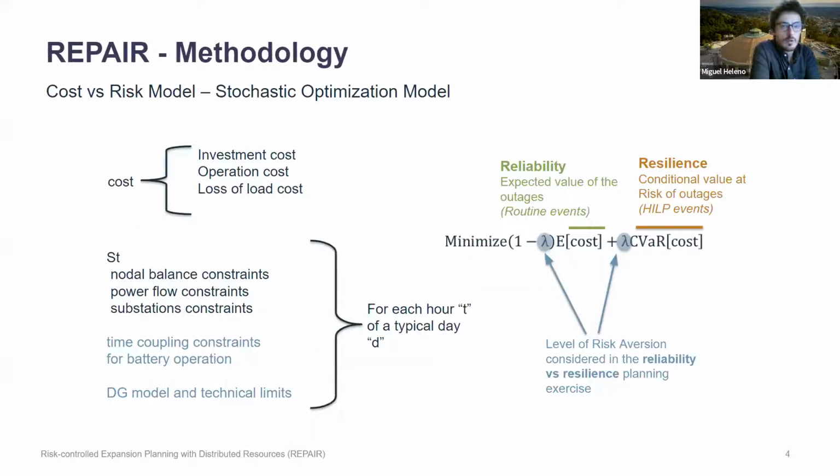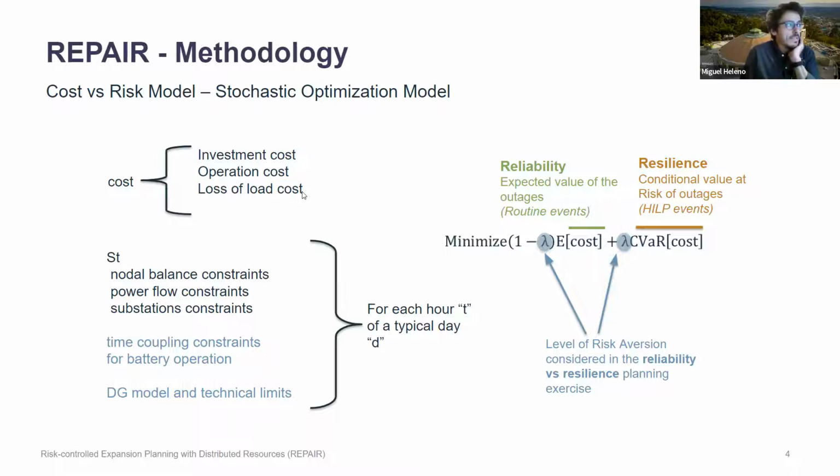I'm not going into details of the methodology of the report, but I'm going to give you an overview of what it does in mathematical terms. What we are trying to minimize is a cost function that includes investment costs of the distribution grid, operation costs, and loss of load costs. If you are familiar with other LBNL tools, like the ICE Calculator, for example, that is where you can find an economic value for the loss of load.